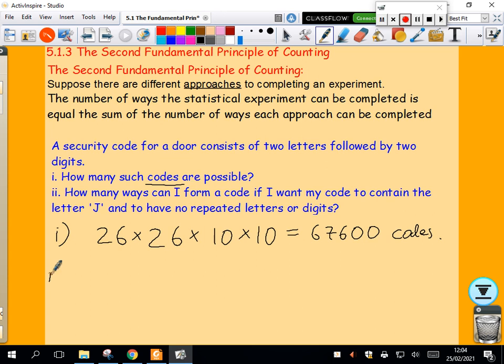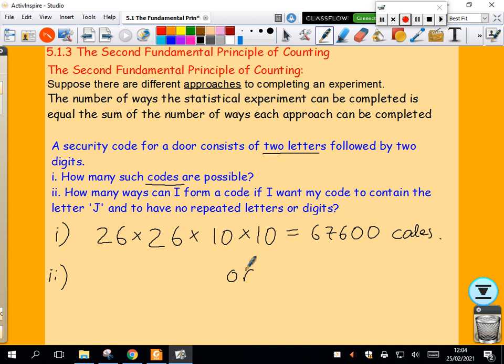Second part is slightly more interesting. Question says, how many ways can I form a code if I want my code to contain the letter J and to have no repeated letters or digits? So this is slightly more complicated. And there are actually 2 approaches here. There are 2 approaches because there's 2 letters at the start. I want to have the letter J, so I could put the letter J in the first position, or I could put it in the second position.